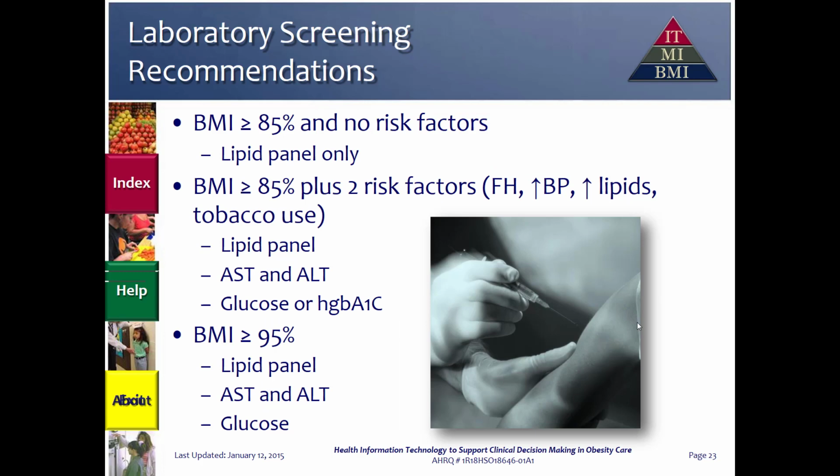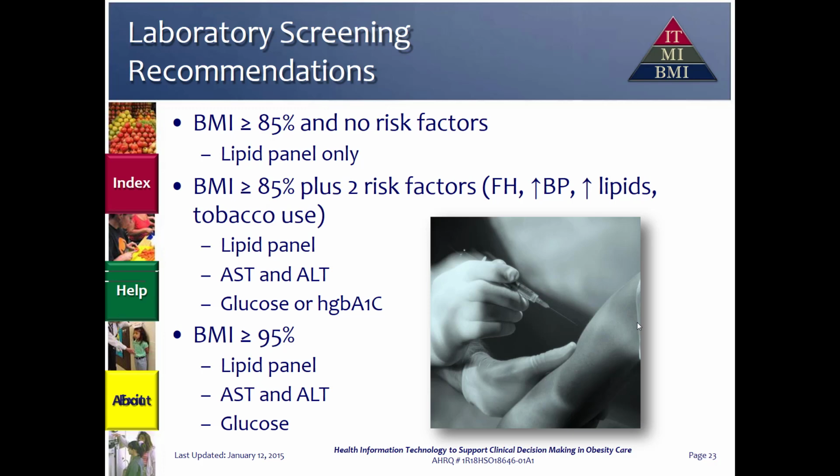Laboratory screening recommendations is one area where the guidelines from all the different groups don't exactly match. But the recommendations in general these days include if the kid has a BMI greater than or equal to the 85th percentile, but no additional risk factors, you get just a lipid panel only, and you can get it without the child fasting because they found none of the children were fasting and we were missing an opportunity. If this comes back abnormal, you follow up with a fasting lipid panel.